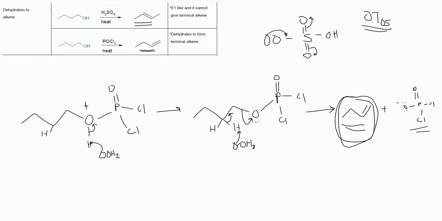So these are just two ways to form double bonds from alcohols. And we will learn how to make alcohols soon, right now. And those are the next set of reactions. So in this next set of reactions, we are going to learn some alcohol additions.